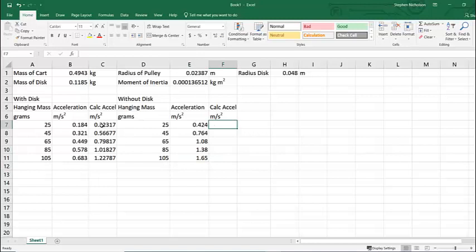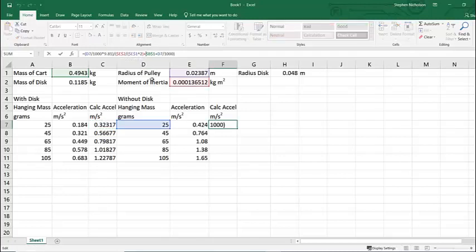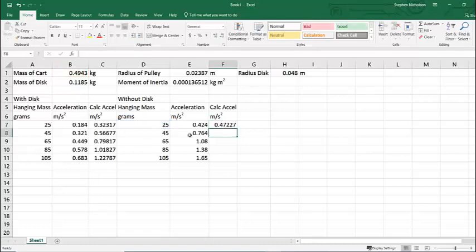Now the calculation will be the same. So I'm just going to copy this equation over here, except I'm going to get rid of the moment of inertia term. So I'm going to go up to the equation. I'm just going to use backspace to get rid of that first term in the denominator. So it's now just the mass of the cart plus the hanging mass. And I put that, and I get 0.47 something. And then I'm going to copy that equation down.